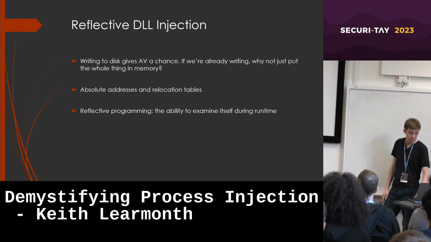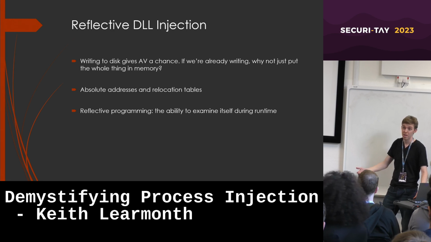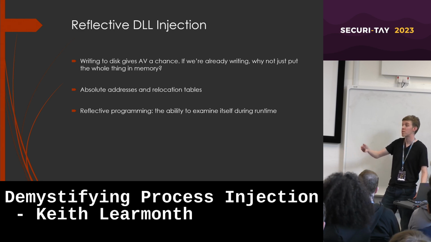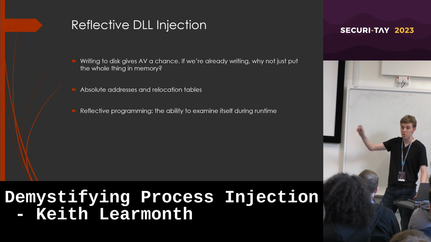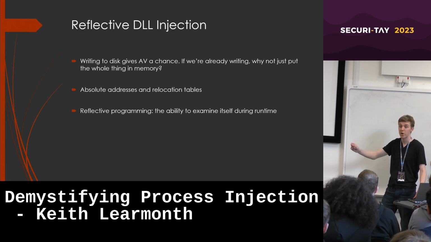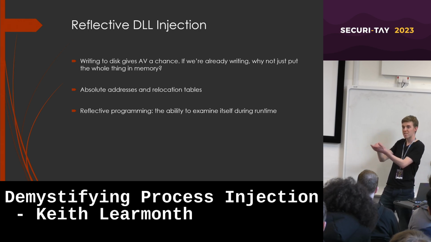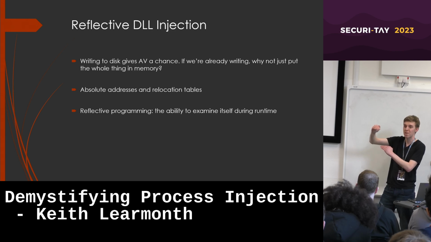So reflective DLL injection takes advantage of reflective programming, which is the ability of some programming languages to examine itself during runtime. For example, if you had a variable in code and you wanted your program to return what type of variable it was, say an integer, the code isn't going to be able to see that from inside the runtime. It has to look at the process as a whole to understand these sorts of metadata ideas.